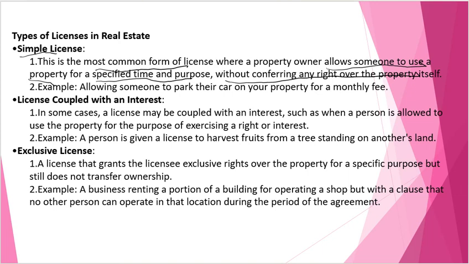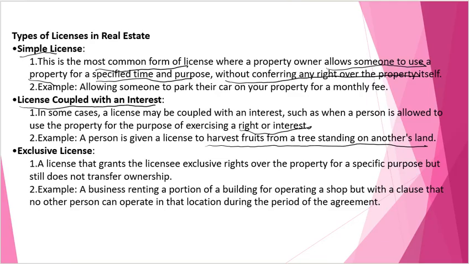Then license coupled with an interest. In some cases, a license may be coupled with an interest, such as when a person is allowed to use a property for the purpose of exercising a right or interest. Example, a person is given a license to harvest fruits from a tree standing on another's land.